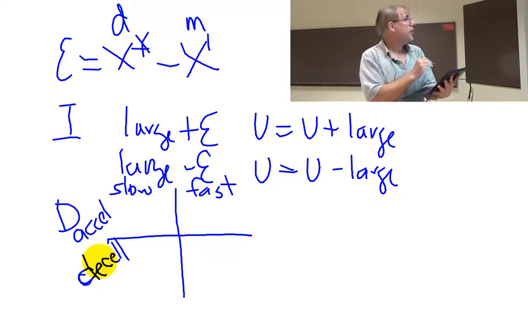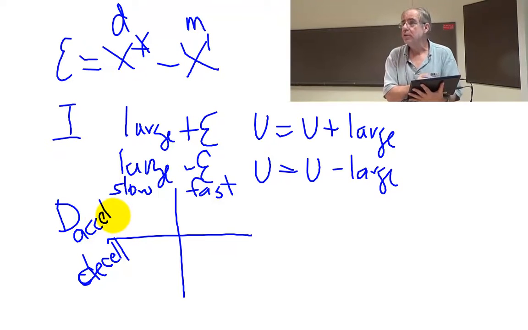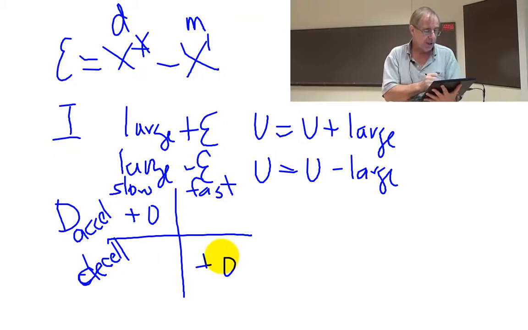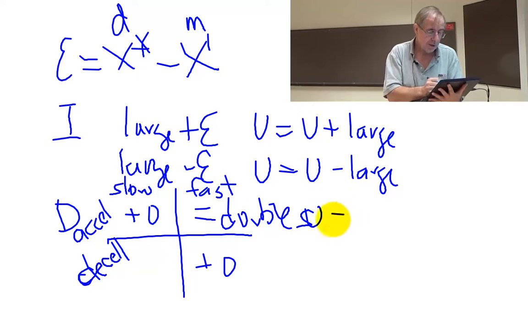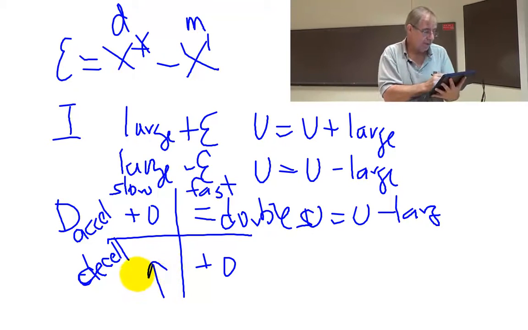Now, in this context, I'm going too slow and accelerating, right? I don't want to do anything. If I'm going too fast but I'm decelerating, I'm not going to do anything. But if I'm accelerating and going too fast, I'm going to double the slowdown, the decrease: u equals u minus large. If I'm decelerating and going too slow, I'm going to double the increase of my power.